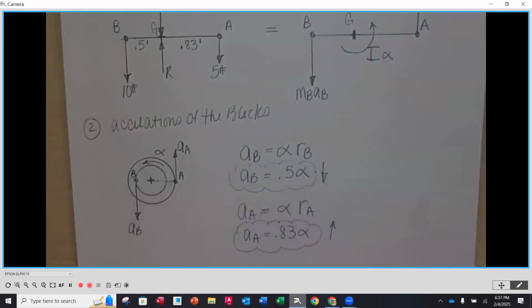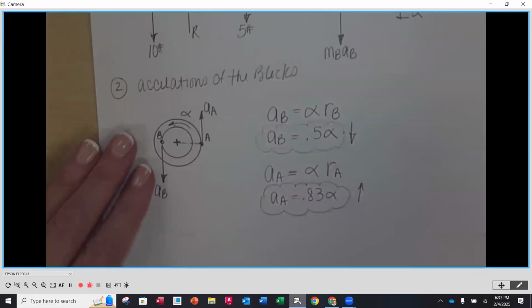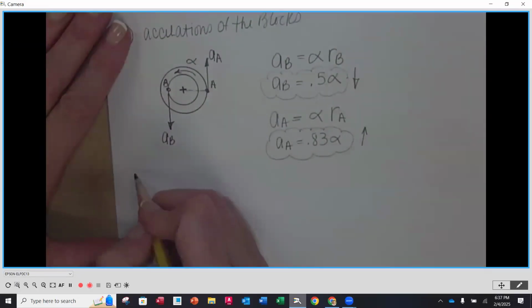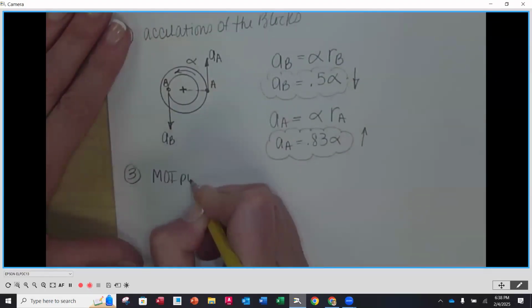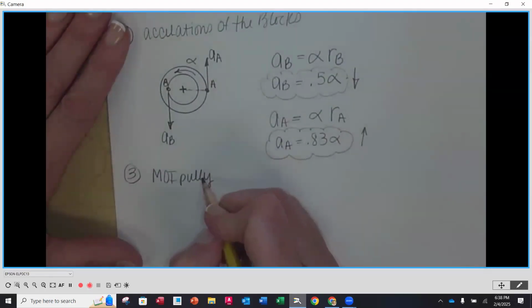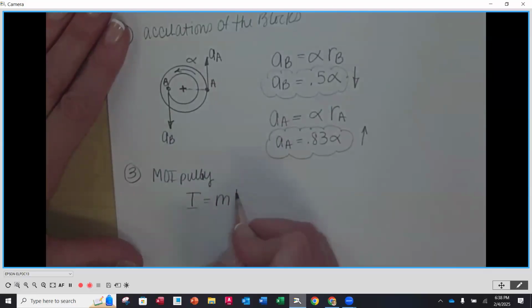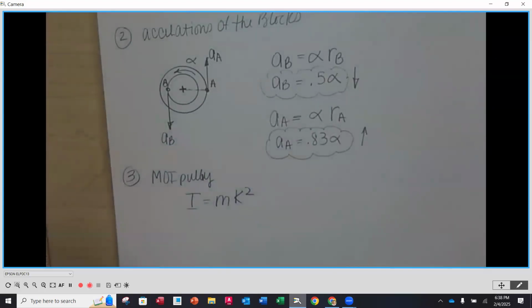Now, the next thing that we want to do is calculate the moment of inertia of the pulley because we're going to need it for that calculation. Down here, I've got a little bit of room, okay? This is simply going to be the moment of inertia of the pulley using the data that it gave us. So we know that I is equal to M times K squared. Again, K is the radius of gyration because this is not the same cross section throughout. They're giving us the value of the radius of gyration.